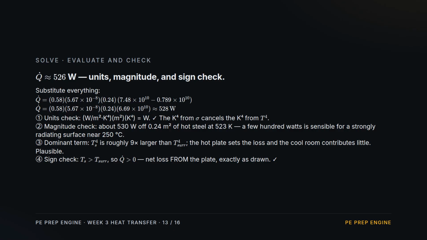4 checks. Units resolve to watts. Sigma's Kelvin to the fourth cancels that from the temperatures. Magnitude, 530 watts off a quarter square meter of hot steel is sensible for a strong radiator. Dominant term. The surface to the fourth is roughly 9 times the surroundings to the fourth, so the hot plate sets the loss. Sign, surface hotter, so Q dot is positive. A net loss from the plate, as drawn.